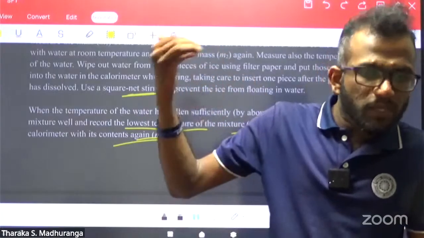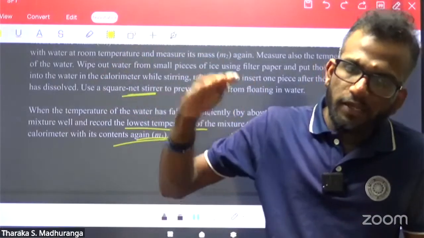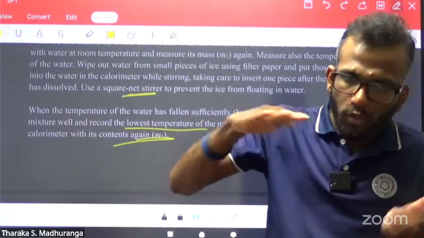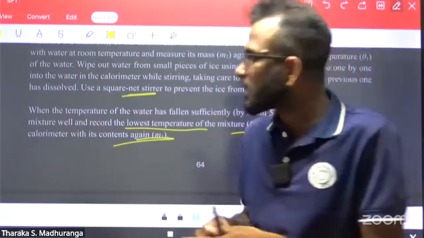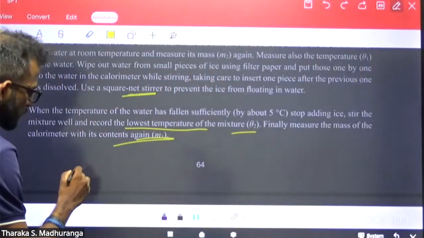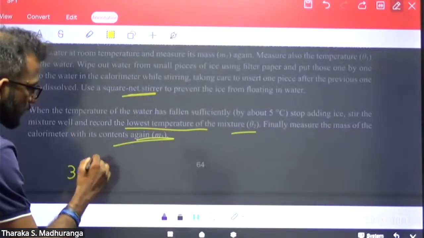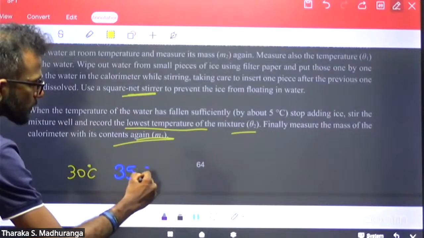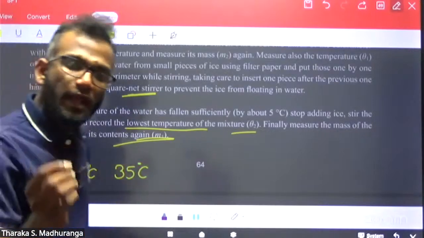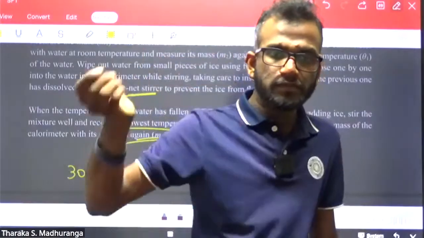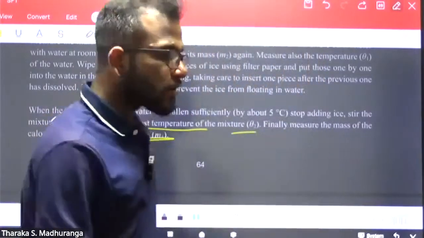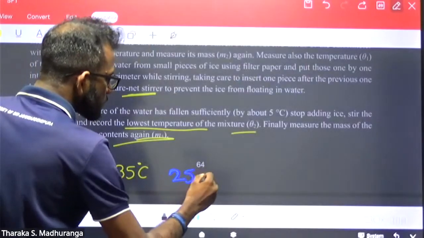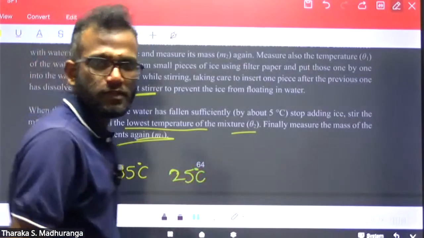As in the previous experiment, we can heat up the water container, 5 Celsius more than normal temperature. Say normal temperature is 30 Celsius. Initially we can heat the mixture up to 35 Celsius, then add ice until it cools down to 25 Celsius. Okay?